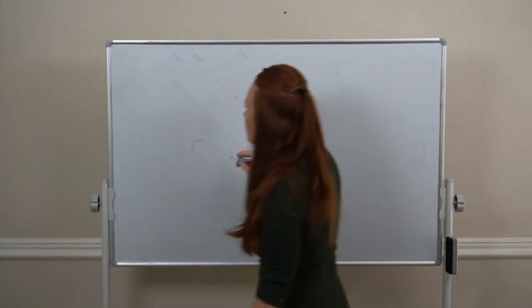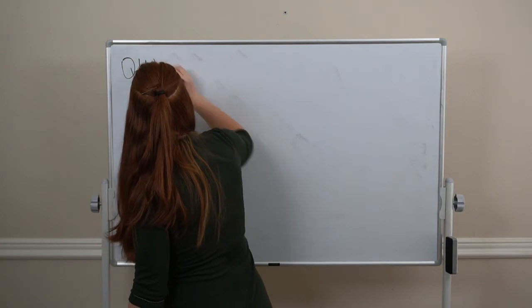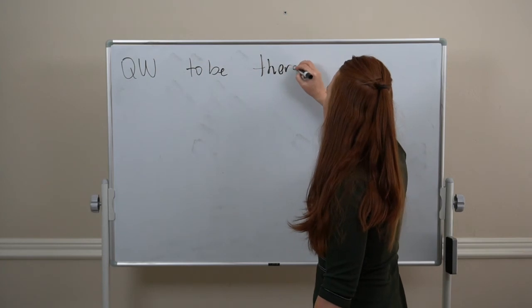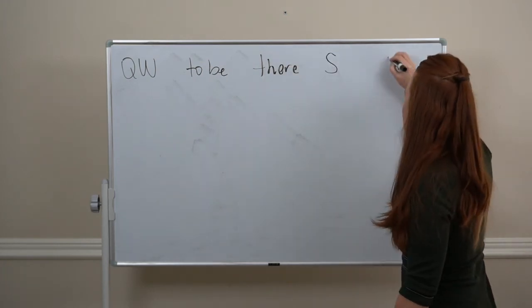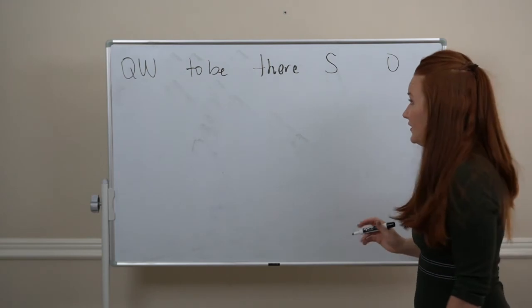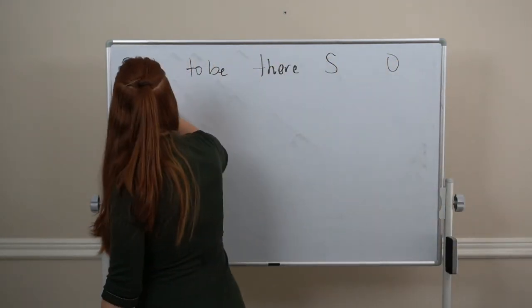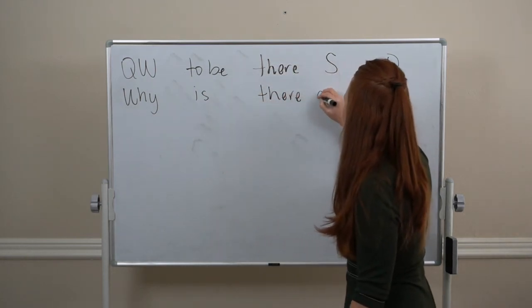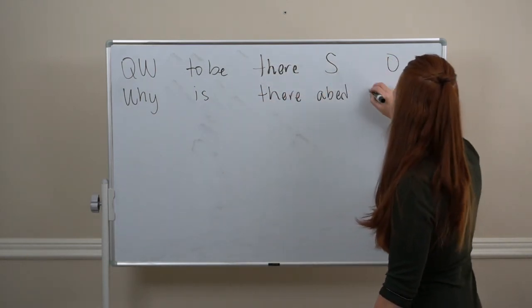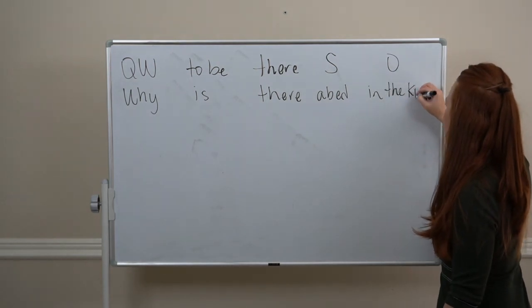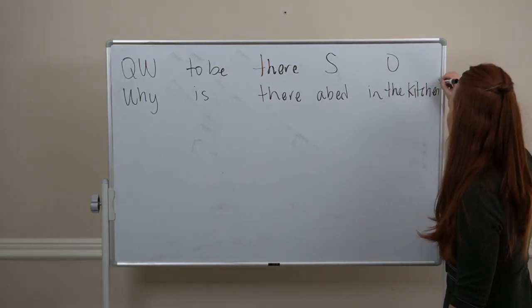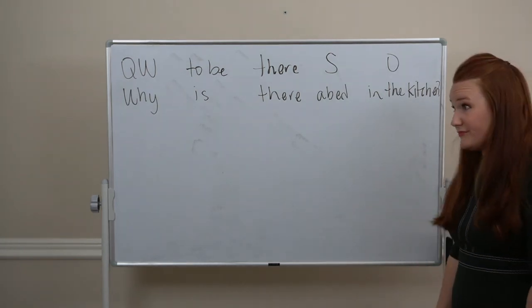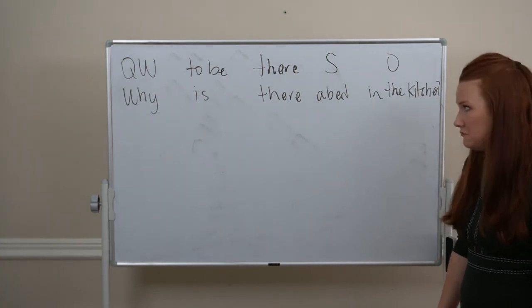We'll do question word, to be, there, subject, and anything else in the end. Why is there a bed? In the kitchen. Why is there a bed in the kitchen? I don't know. I get tired when I cook.